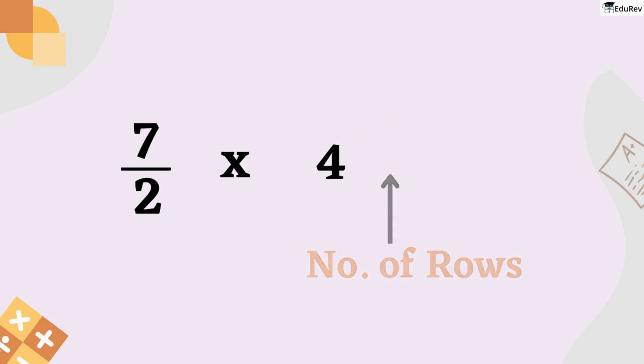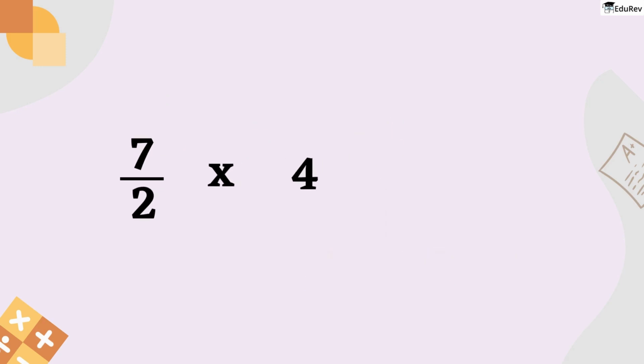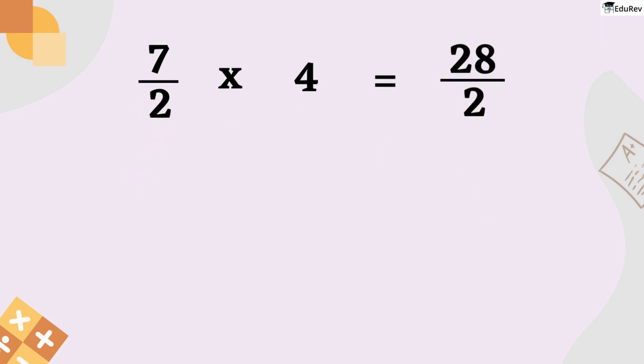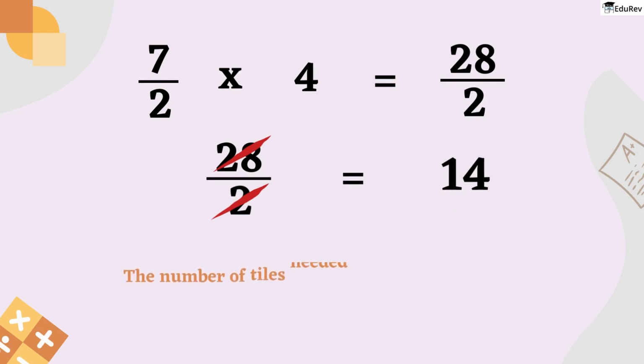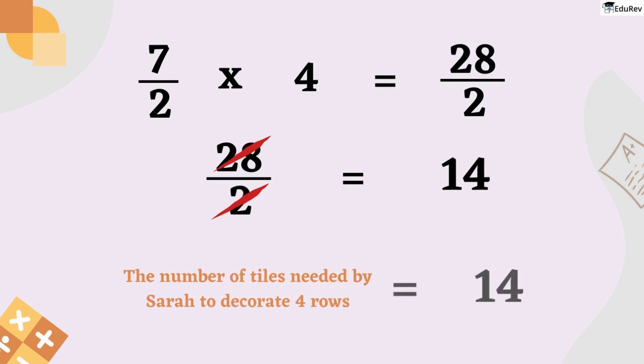So, 7 by 2 into 4 equals 28 by 2. Simplifying 28 by 2, we get the answer 14. Therefore, the number of tiles needed by Sarah to decorate 4 rows is 14.